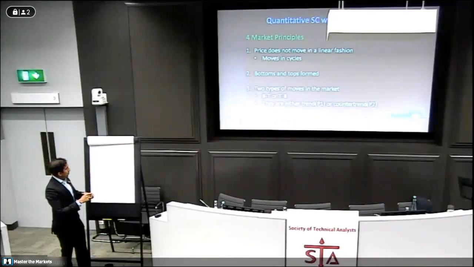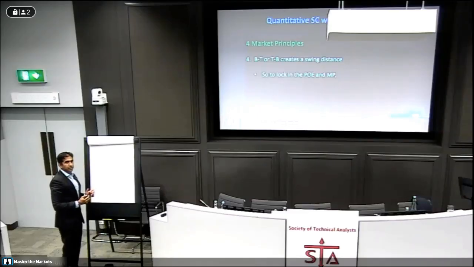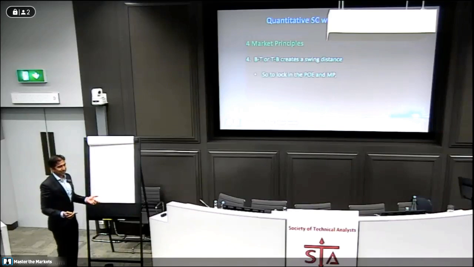Yeah? So from the third principle, we then find out the fourth principle. Now that we understand that the market, because it moves in cycles, only these 2 types of moves can happen, which leads to the fourth principle: if it's only bottom to top or top to bottom, they're going to create a distance, right? I'm sure you all have learned this in your STA diplomas and all of that. That's what we call the swing distance, right? That's a distance that is formed.